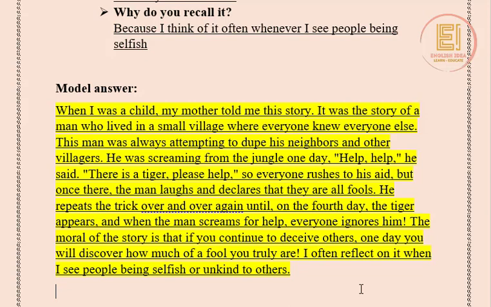And when the man screams for help, everyone ignores him. The moral of the story is that if you continue to deceive others, one day you will discover how much of a fool you truly are. I often reflect on it when I see people being selfish or unkind to others. I'm sure every one of you has listened to this tale once in a lifetime.